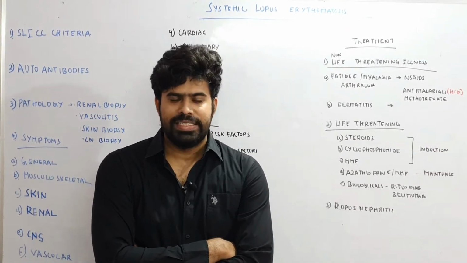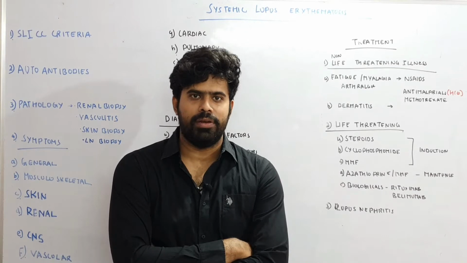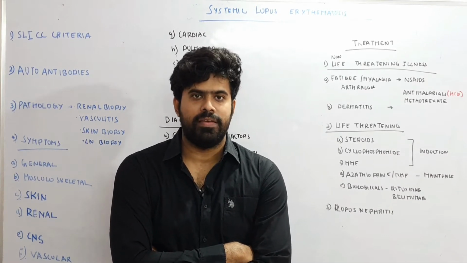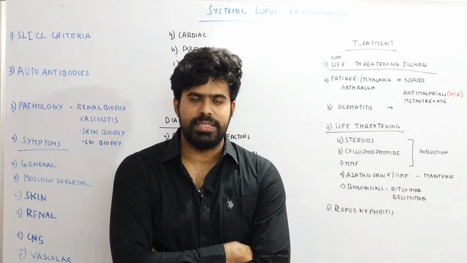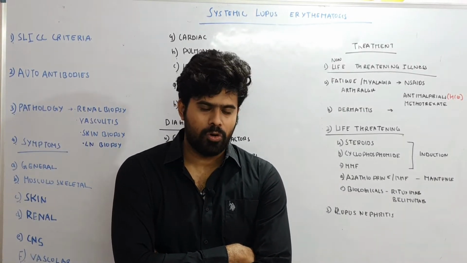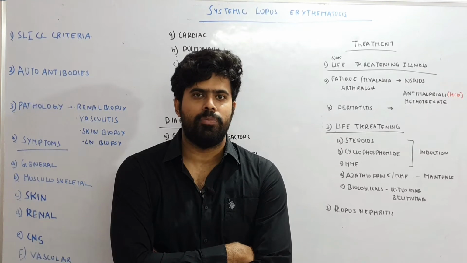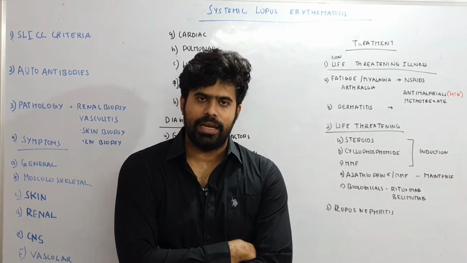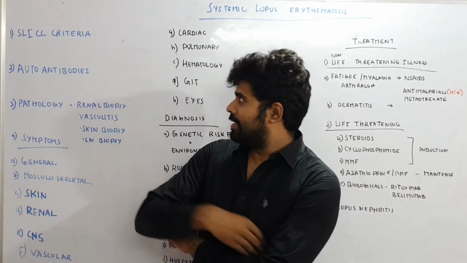As you all know, systemic lupus erythematosus is an autoimmune condition that is more common in females of the reproductive age group. That is, females between 20 to 40 years are more commonly involved in systemic lupus erythematosus. We will directly jump into the SLE criteria.